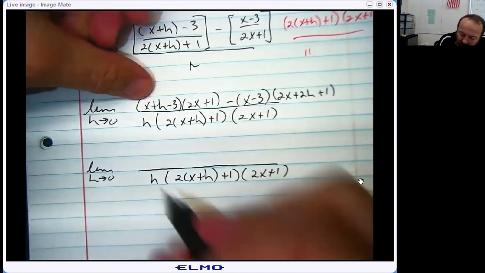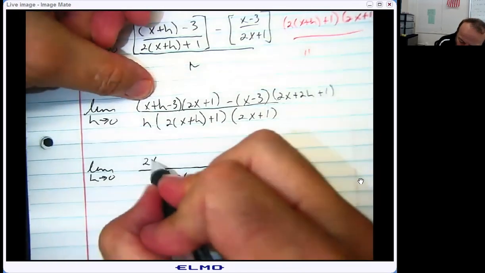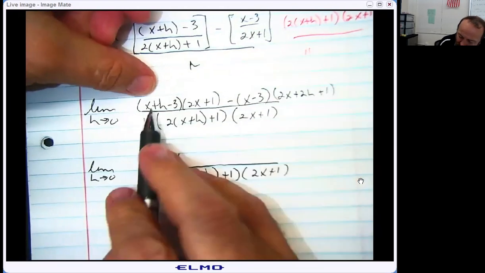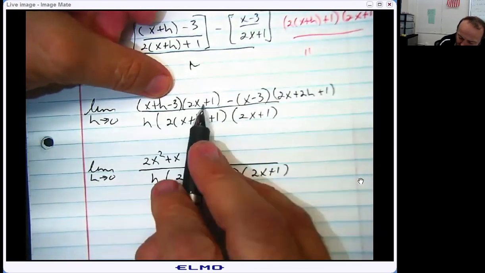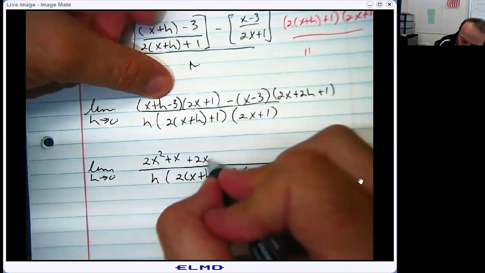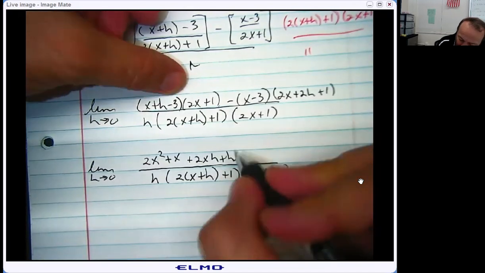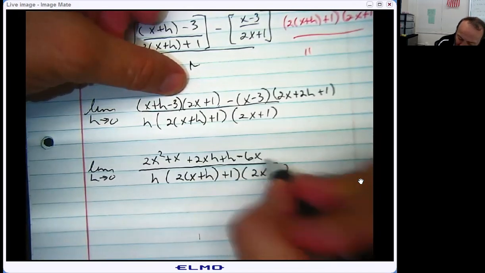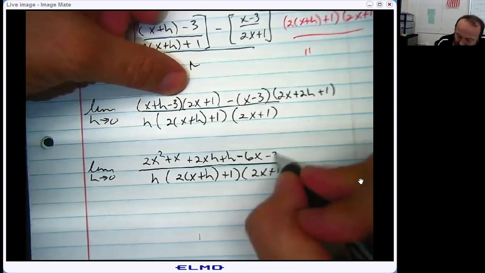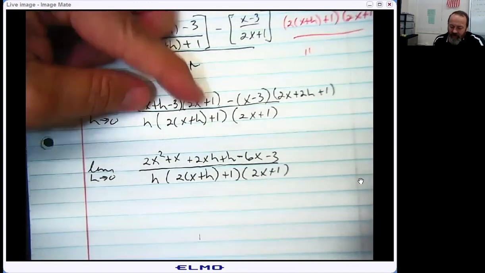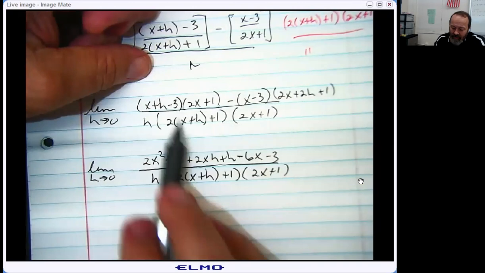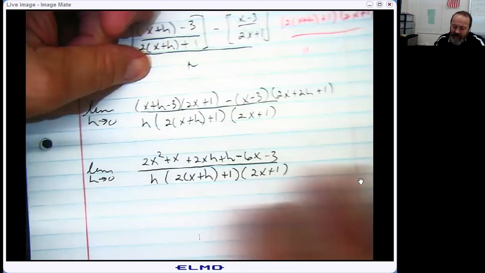So I'm going to distribute the x right here. I'd get 2x squared plus x. So I distributed this x to both. Then I'm going to distribute the h. I'd get 2xh plus h. Then I'll distribute the 3, negative 6x, and a minus 3. So I kind of finished up all of this. That's kind of a big mess. All of this comes from this entity right here.